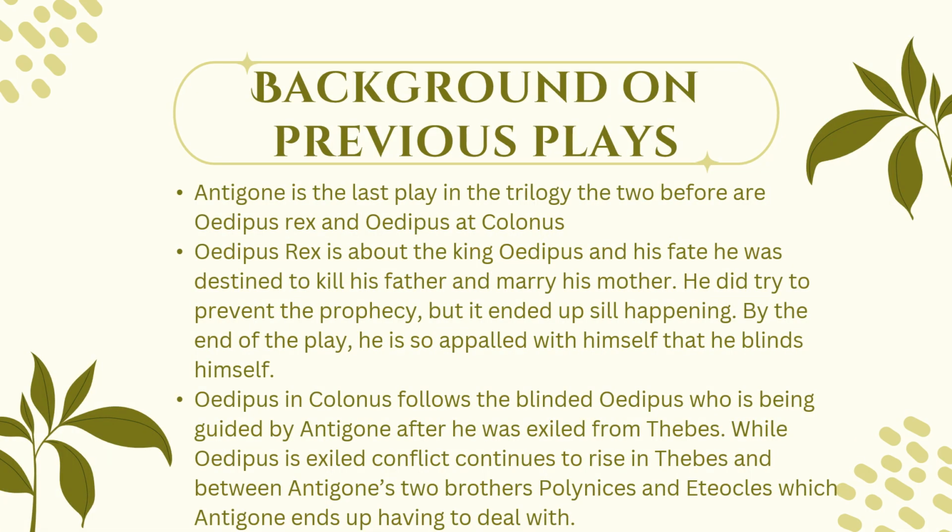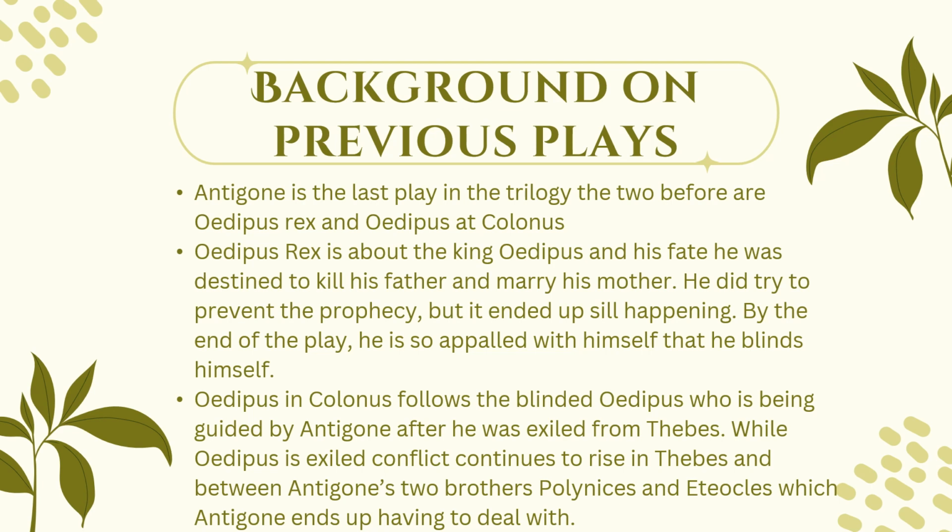This slide is just about the background on the previous plays. The first one is Oedipus Rex. It's about the king Oedipus and his fate, and how he's destined to kill his father and marry his mother. He did try to prevent the prophecy, but it ended up still happening by the end of the play, and he's appalled by himself that he ends up blinding himself.